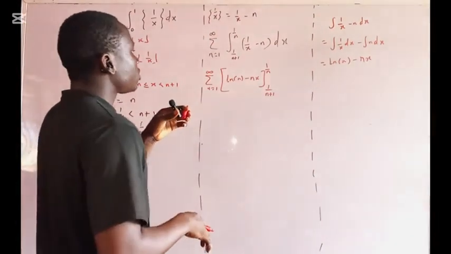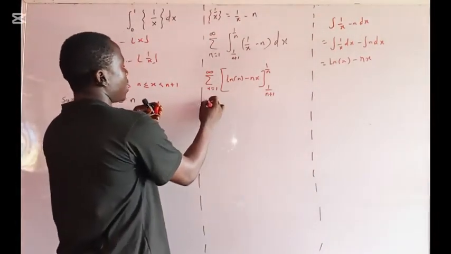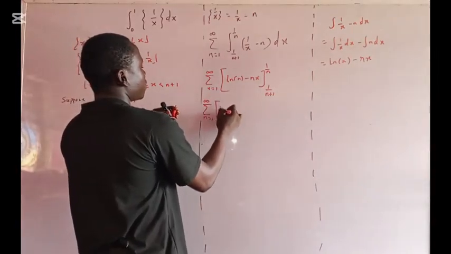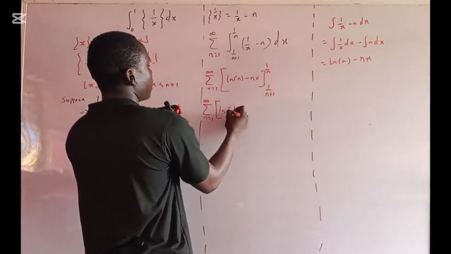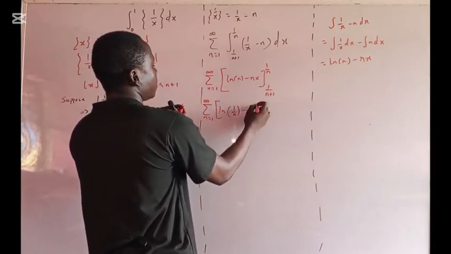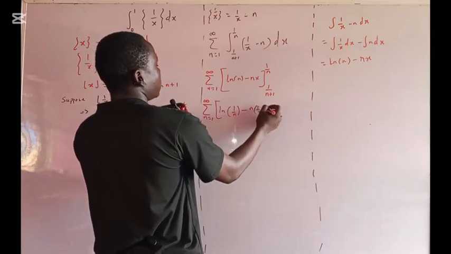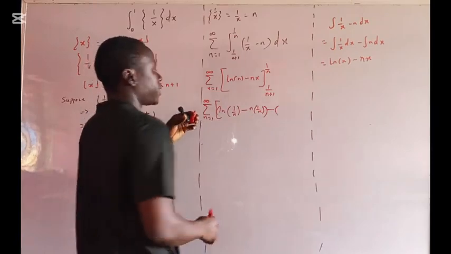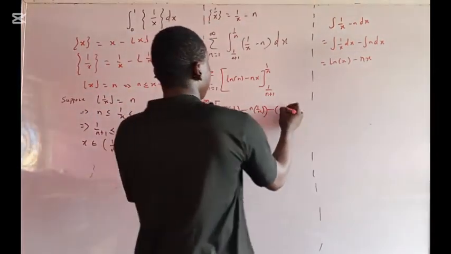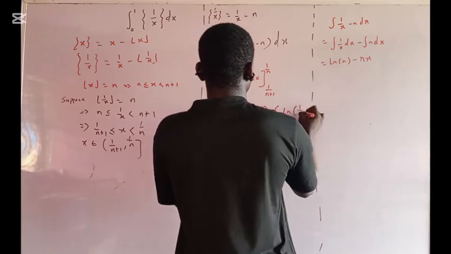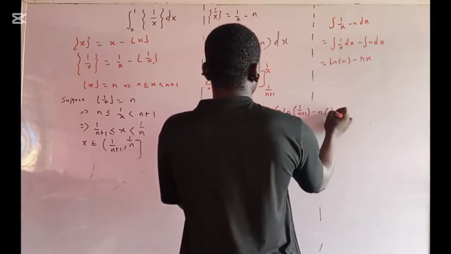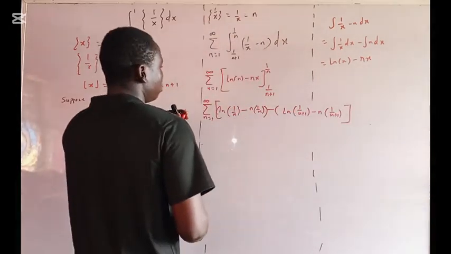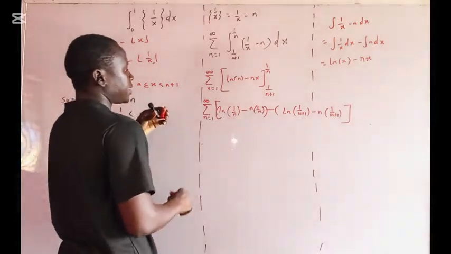That's cool. So if you apply the limit here, we're going to have summation of n from 1 to infinity of natural log of x. x is now 1 over n. Then minus n in brackets 1 over n. Okay. Then minus, if you apply 1 over n plus 1 as your x, so that will be natural log of 1 over n plus 1, then minus n multiplied by 1 over n plus 1. That's cool. So let's complete this.